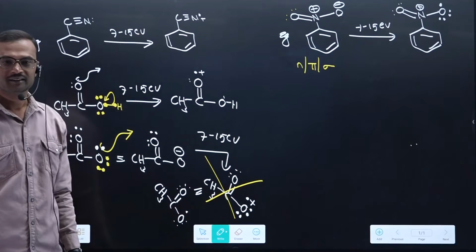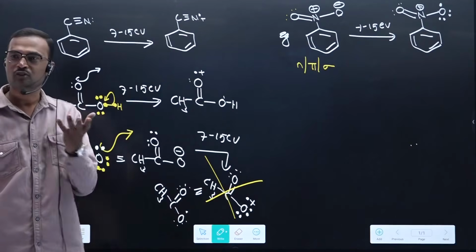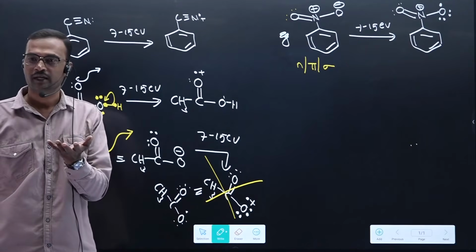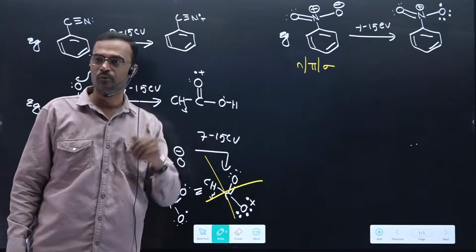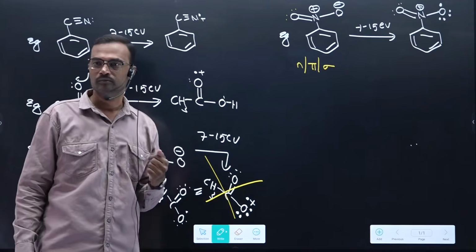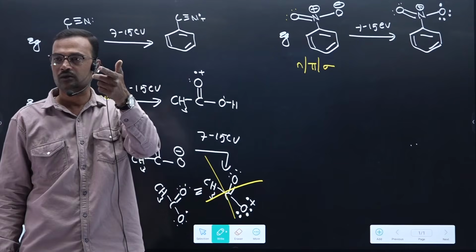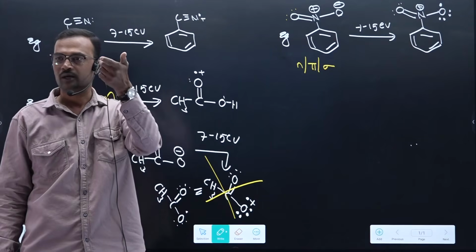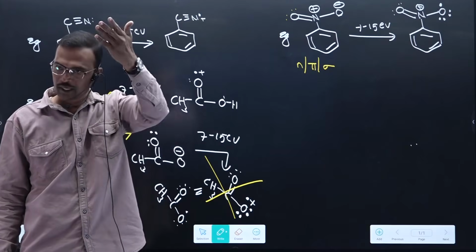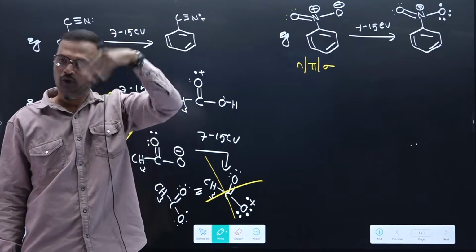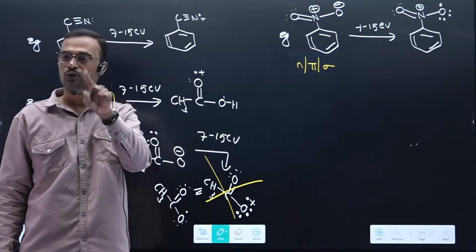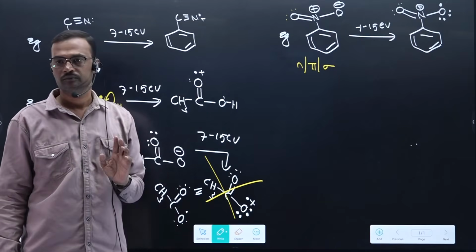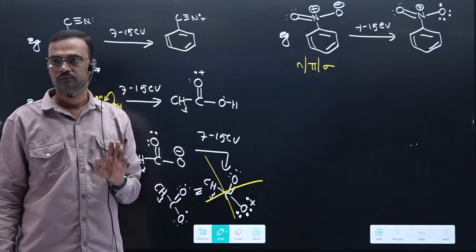Why? What is the meaning of minus 1? Gain of an extra electron. That extra electron we removed, then it becomes neutral. Minus 1 means how many extra electrons? 1 extra. If you remove 1 extra electron, neutral. Then remove 1 more electron, then positive. If you want to get positive, remove from neutral. Try to understand.